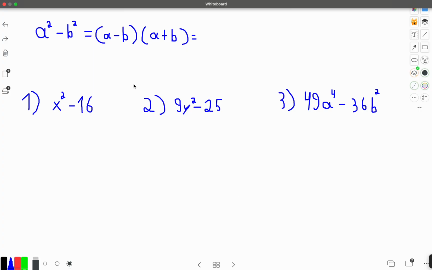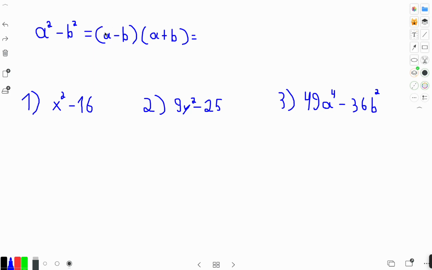So you can see the general formula on the left. It is a squared minus b squared equals a minus b times a plus b. And the reason this works is because if you use the distributive property to multiply these parentheses out, you're going to be left with a squared minus b squared. There's not going to be a term that's just ab. Everything's going to be squared. Hence the name difference of two squares.